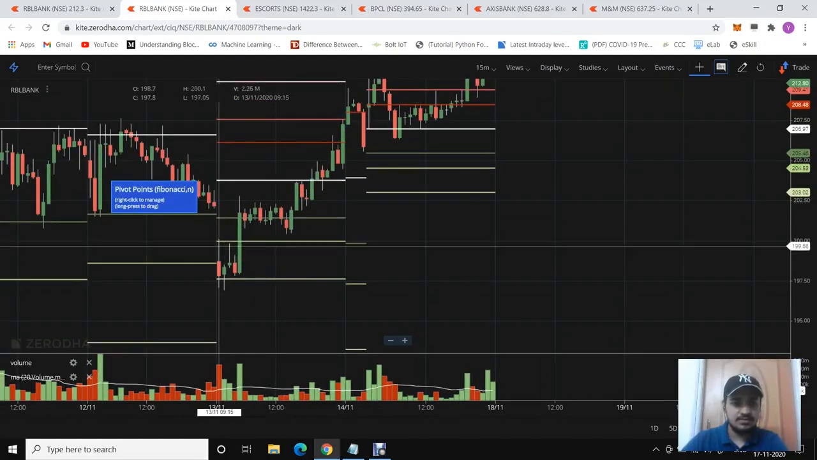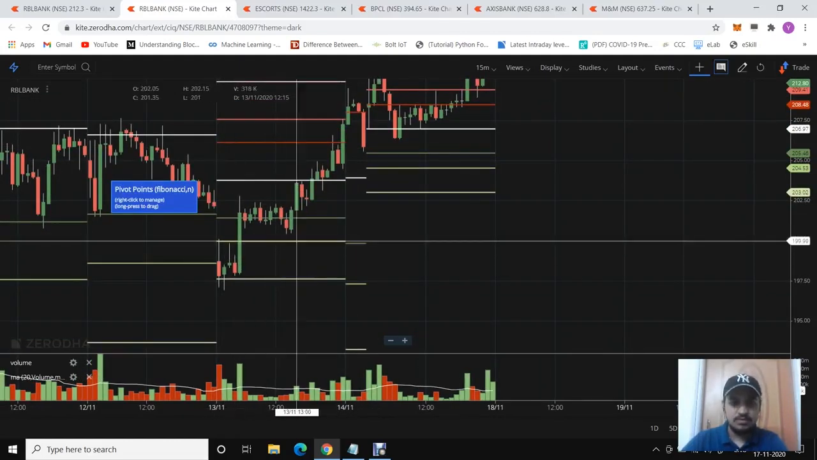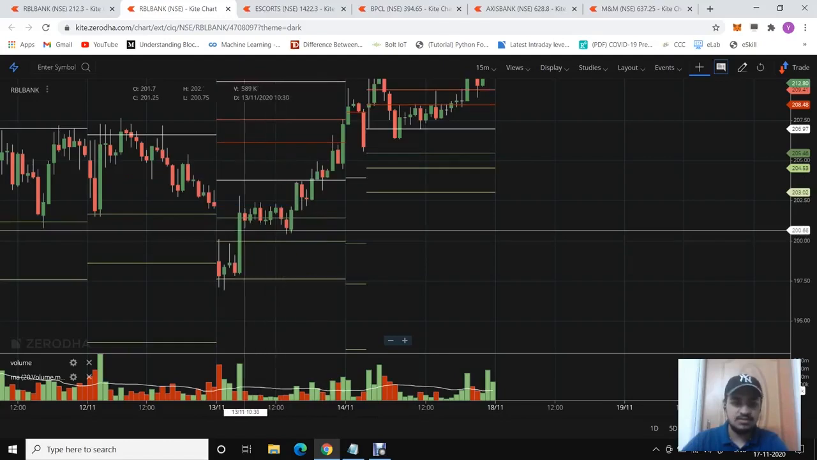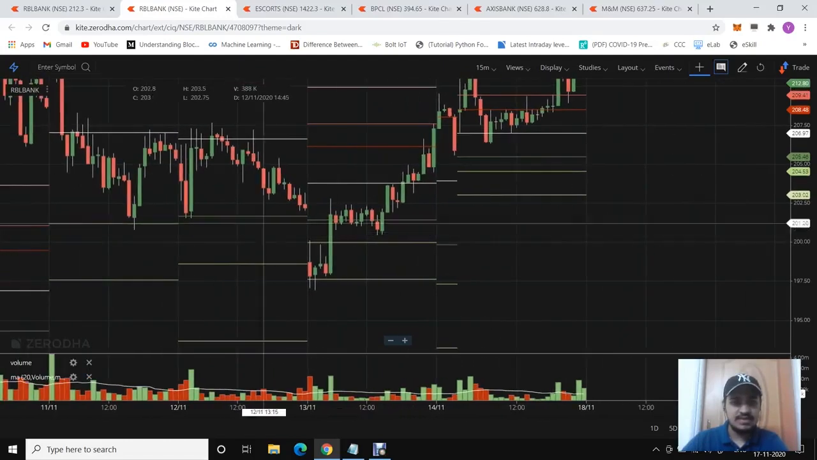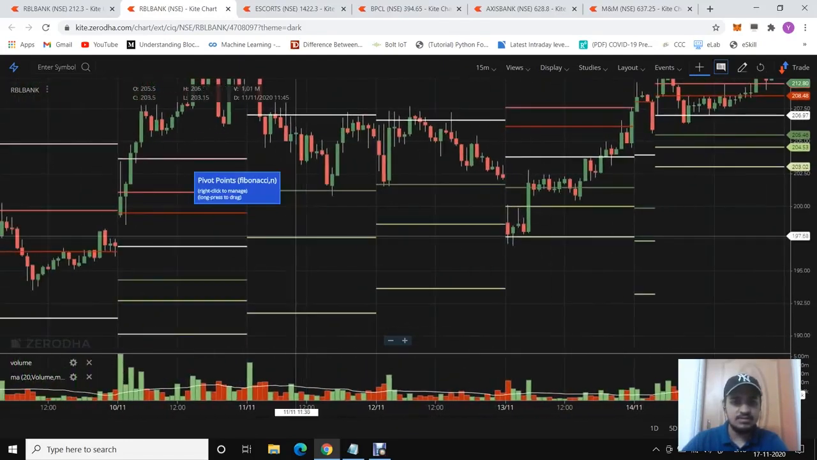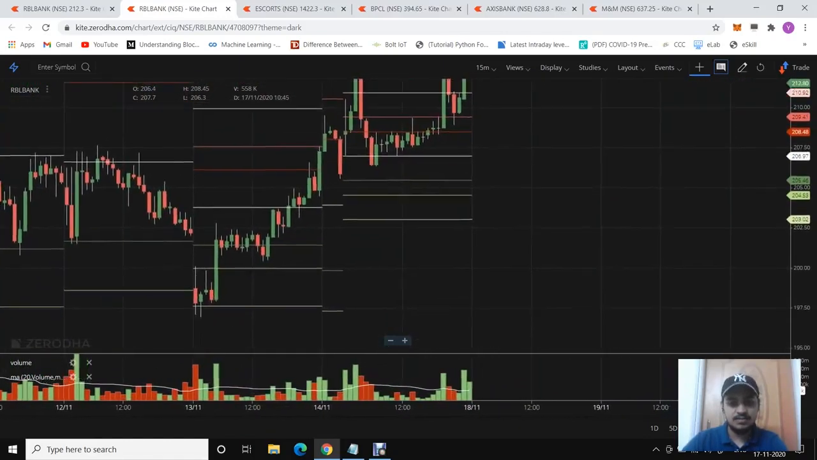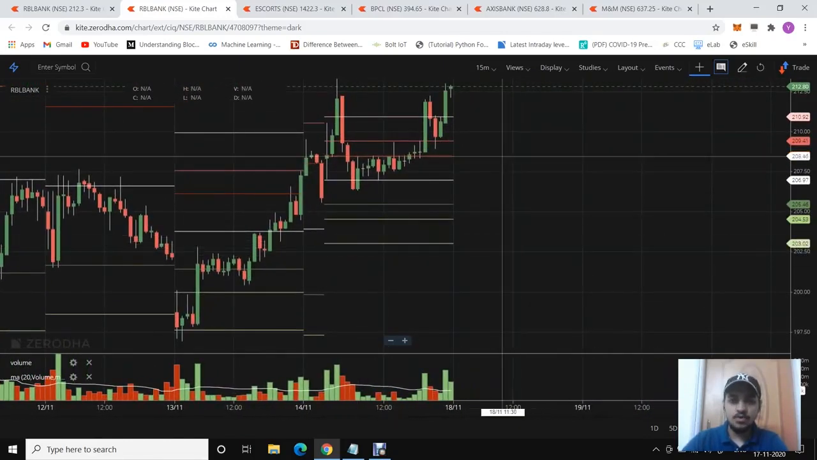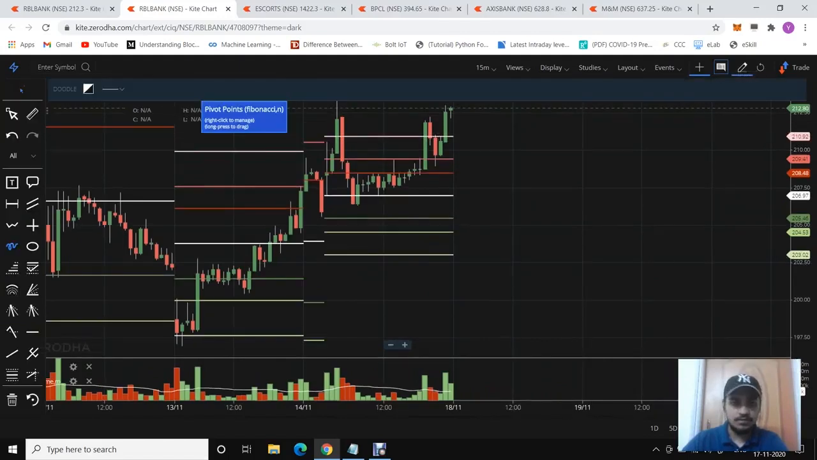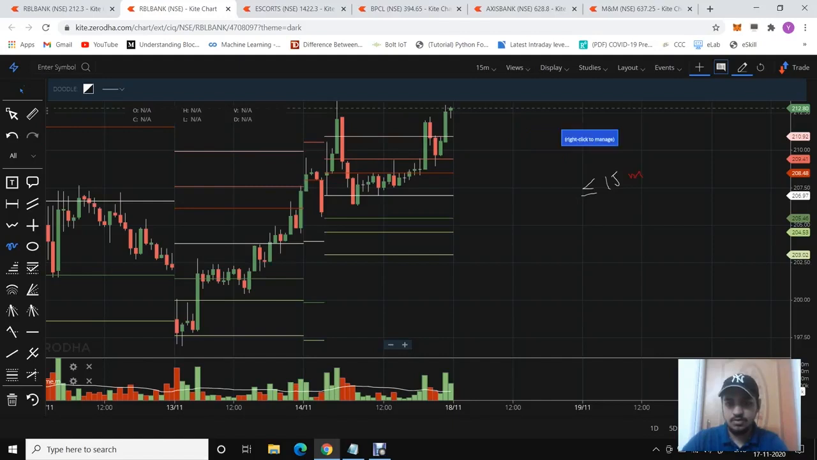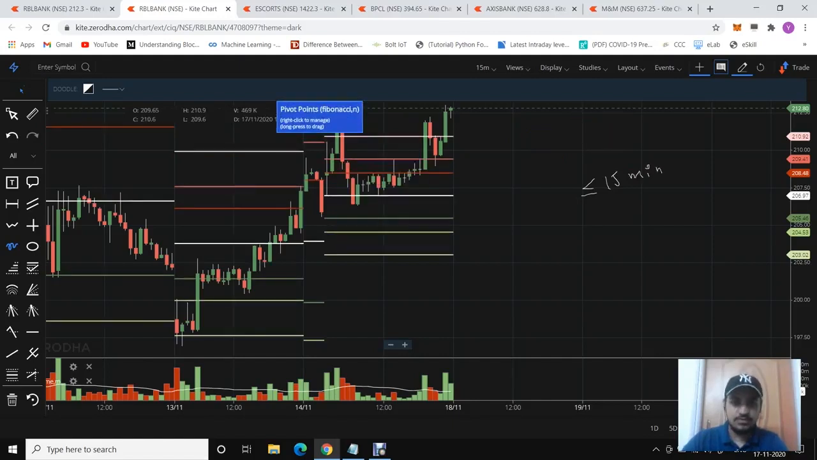These pivot points are for 13th of November, so we had different levels for this day as well. As you can see, every day the pivot points change, the levels change. These are the daily pivot points, and they are found on time frames below or equal to 15 minute. As you can see, on 15 minute we have the daily pivot points.